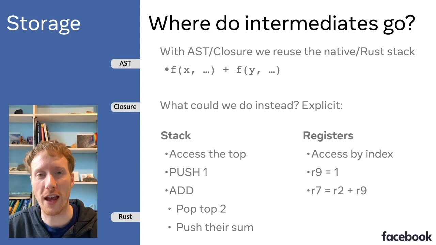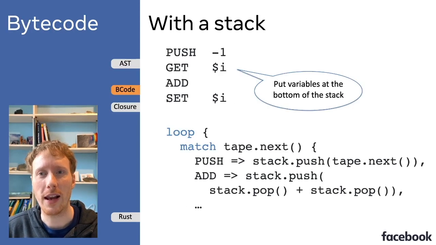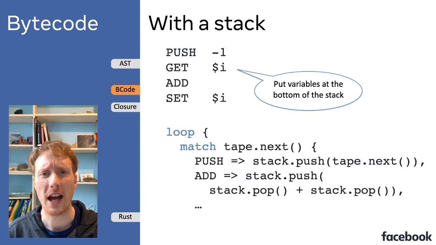We have to also say which pieces of memory we want to add together. So let's try that. We'll try first with stacks because they're easier to compile to. And for something like I equals I minus 1, we'd end up with the code: push minus 1 onto the stack, get the value of I onto the top of the stack, add, and then take the value of I from the top of the stack and put it wherever I is.